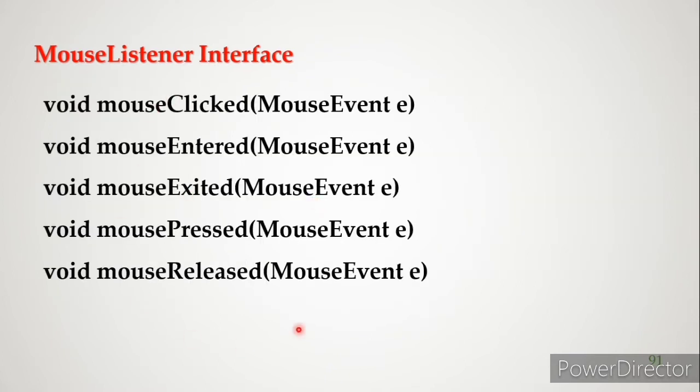See here, these are the mouse listener interface methods. When we click a mouse button, the mouseClicked method will be called. When the mouse enters a component, it will call mouseEntered. When it exits from a component, it will call mouseExited. When we just press a mouse button, it will call mousePressed. When we release that, it will call the mouseReleased method.